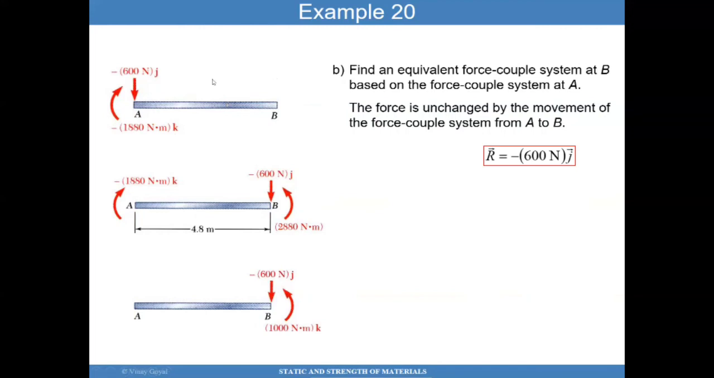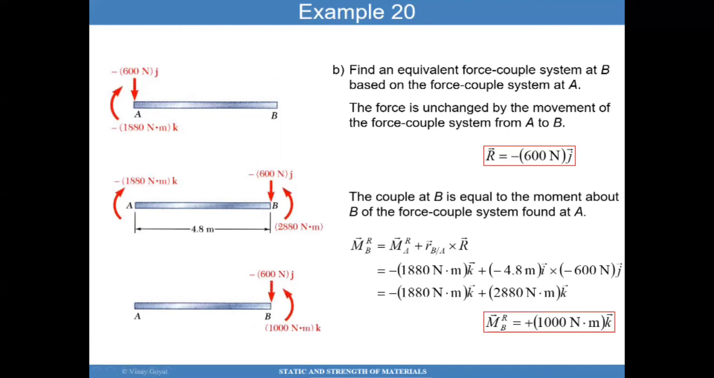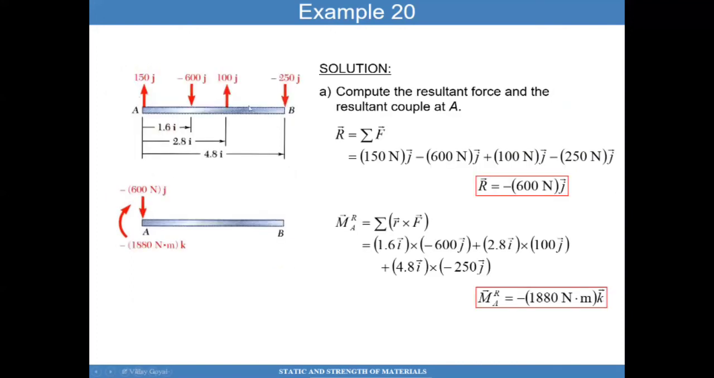Well, the moments about B gives me 600 newtons times 4.8. That'll give me 2,880 newton meters. So I have a moment there. And so now I just have to add this moment to that moment, and then I get 1,000 newton meters. And so now I have an equivalent system, and all three systems are equivalent. This one, and then the original problem.